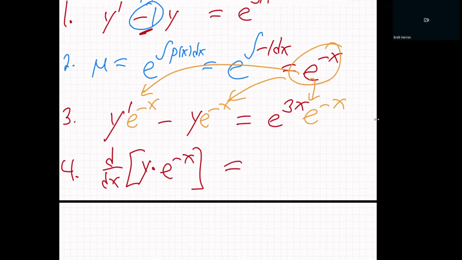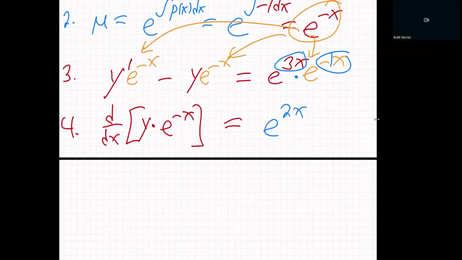How do we do that? Well, these powers will add. It'll become e to the 2x, since 3x minus 1x is 2x. Remember, when same bases multiply, powers add. You just have one base. So see what happened on the left side?